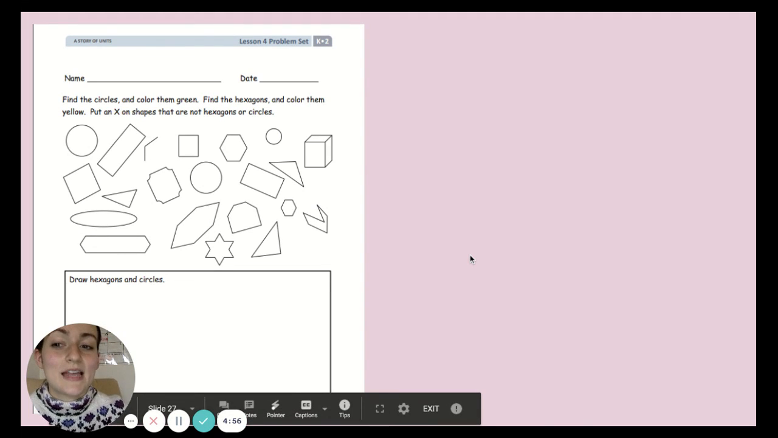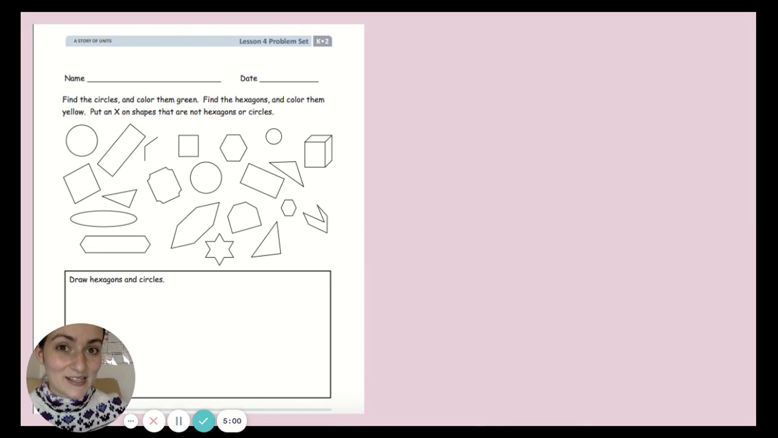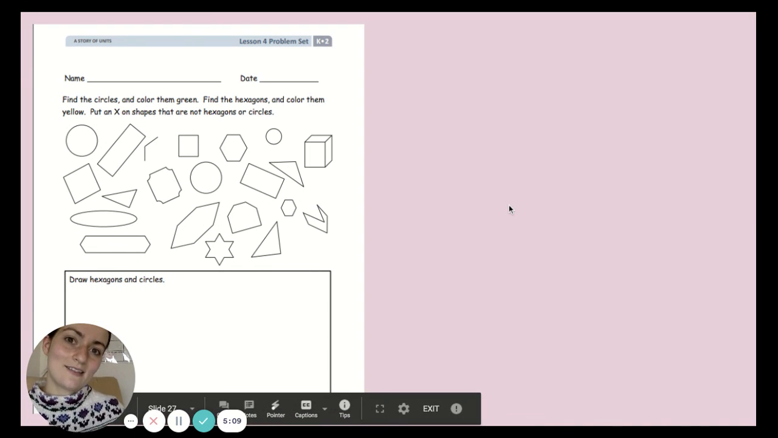So in today's problem set, you're going to find the circles, you're going to color them green, you're going to find the hexagons and color them yellow. You can just put an X over any shape that's not a hexagon or a circle. And then you're going to draw some hexagons and circles down here.